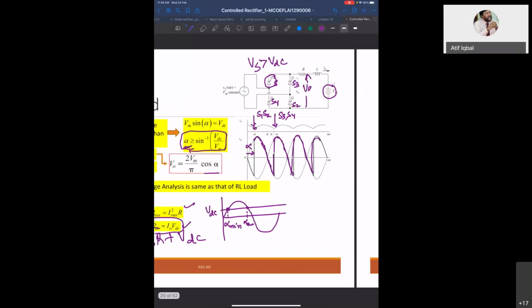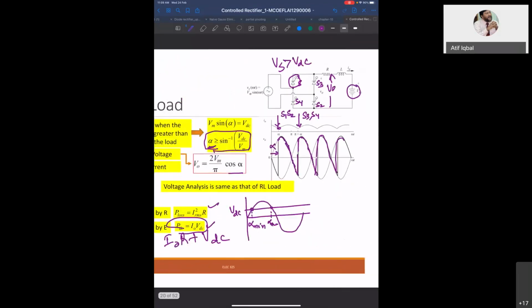Doctor, why do we have negative output? Yeah, because of this inductor. You will have negative voltage also. If it is an R load, then you will not have this; you will have only this. But due to inductance, it goes negative also. Okay, got it.